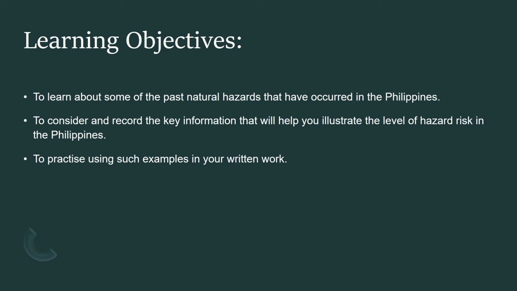Okay, so what I want to focus on today is the severity of these hazards if we look at them individually. So to learn about some of the past natural hazards that have occurred, what types of earthquakes have happened there in the past, volcanic eruptions, typhoons. To consider and record the key information that will help you illustrate the level of hazard in the Philippines. So be a bit selective: what information do I need that's going to help me make this point? And then to practice using this in an answer.